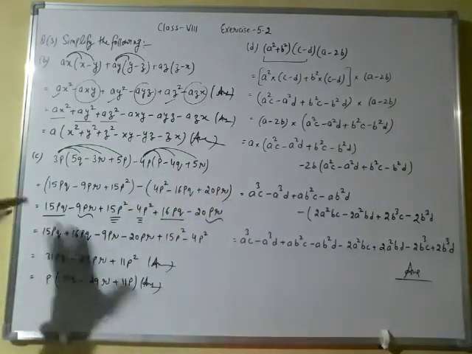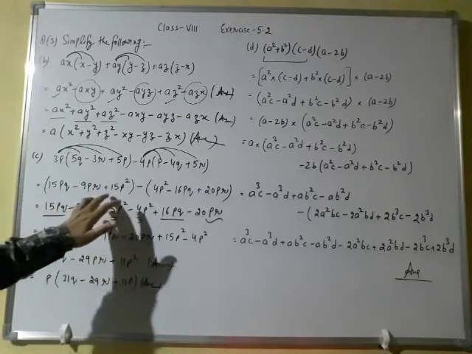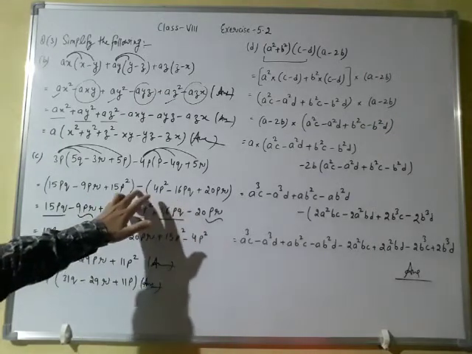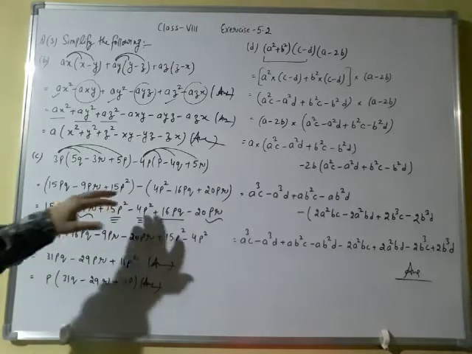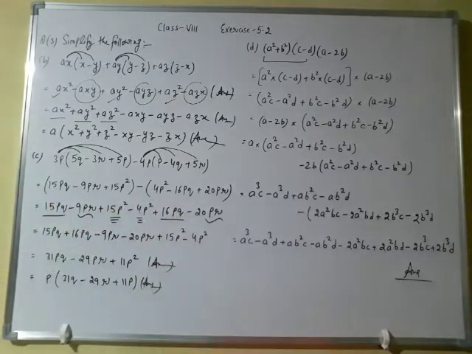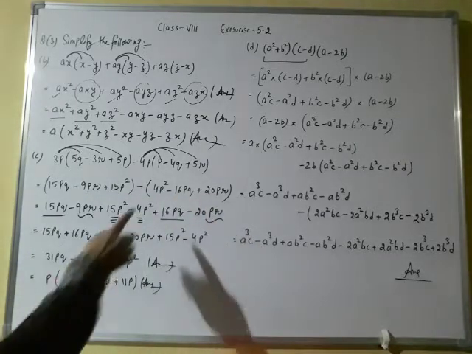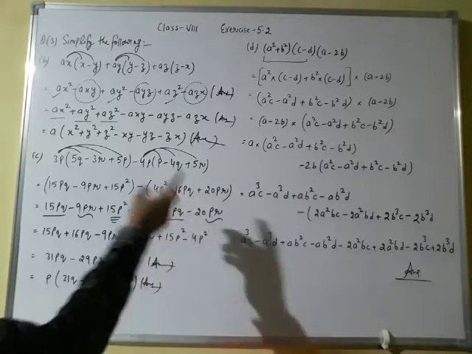Now we will open both the brackets. In the first bracket we have three terms. The sign will remain the same, and in the second bracket a negative subtraction operation is there. So due to this subtraction operation, the sign of all these three terms will change. Plus will become minus, minus will become plus, and plus will become minus.